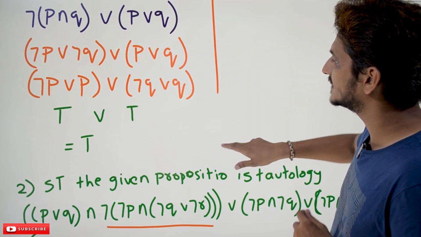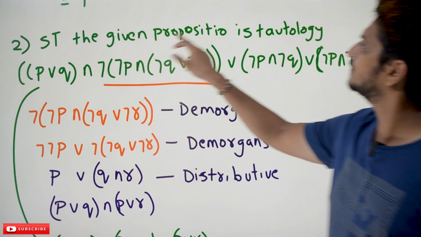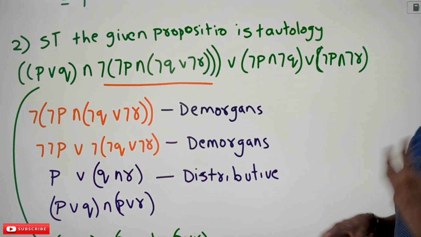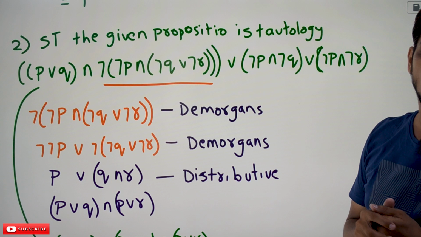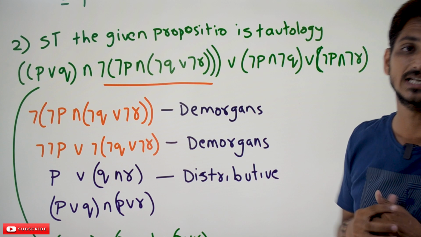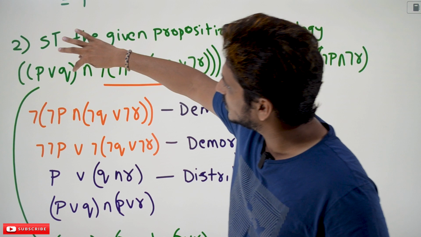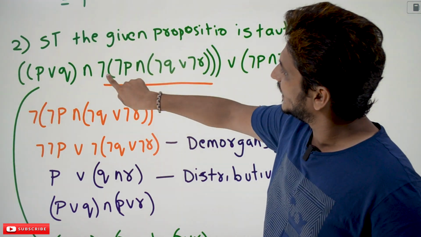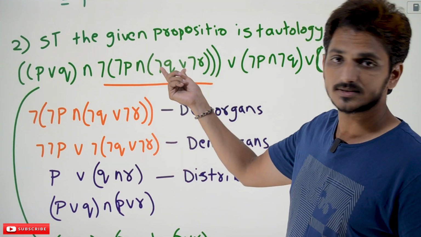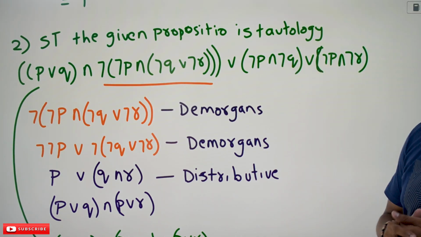Let's take one more difficult example so you will have a better understanding. Show that the given proposition is a tautology. So this is the entire proposition. If you have this type of proposition, always try to reduce it into parts so that you can solve it easily. See here, we consider this as one part, P disjunction Q, conjunction, negation of, up to here as one equation. We consider this as the second equation. Similarly, we consider this entire thing as the third equation.